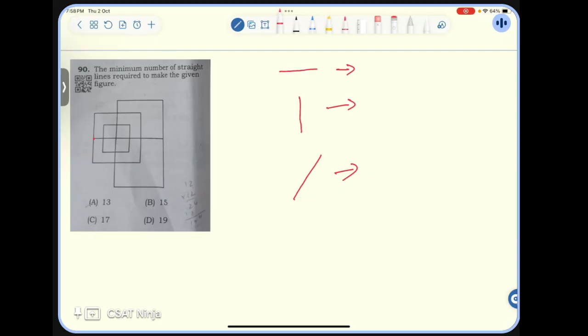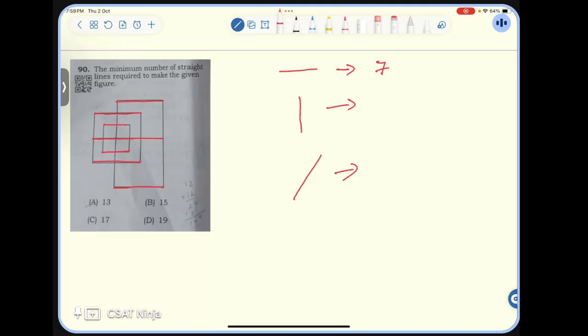So if I start from here, I'll go straight till this one. Since there's a turn here, I'll stop there. That means that is line number one. So let us find how many horizontal lines are there. I have one here, two here, three here, four, five, six, and seven. There are seven horizontal lines.